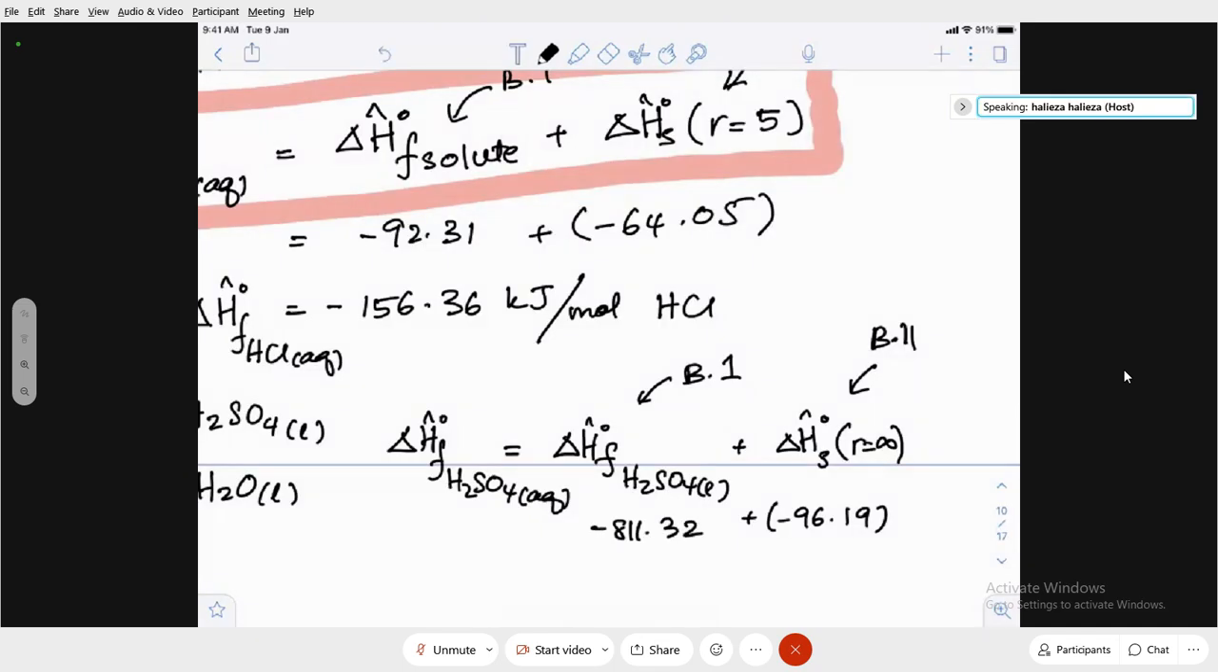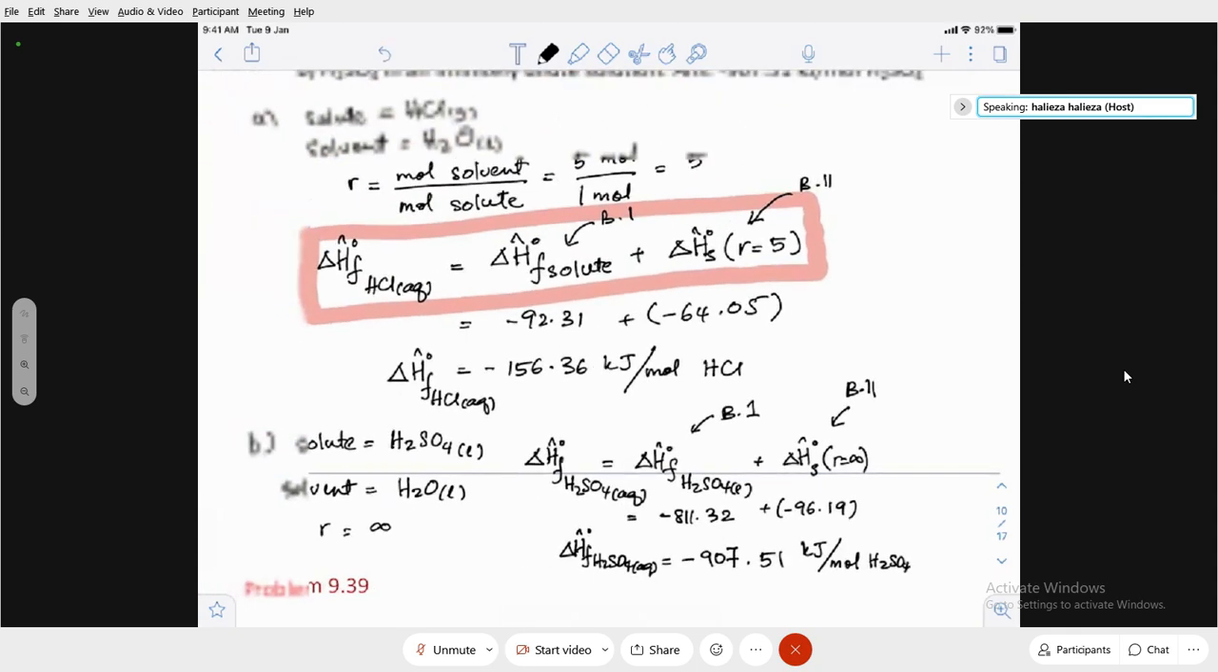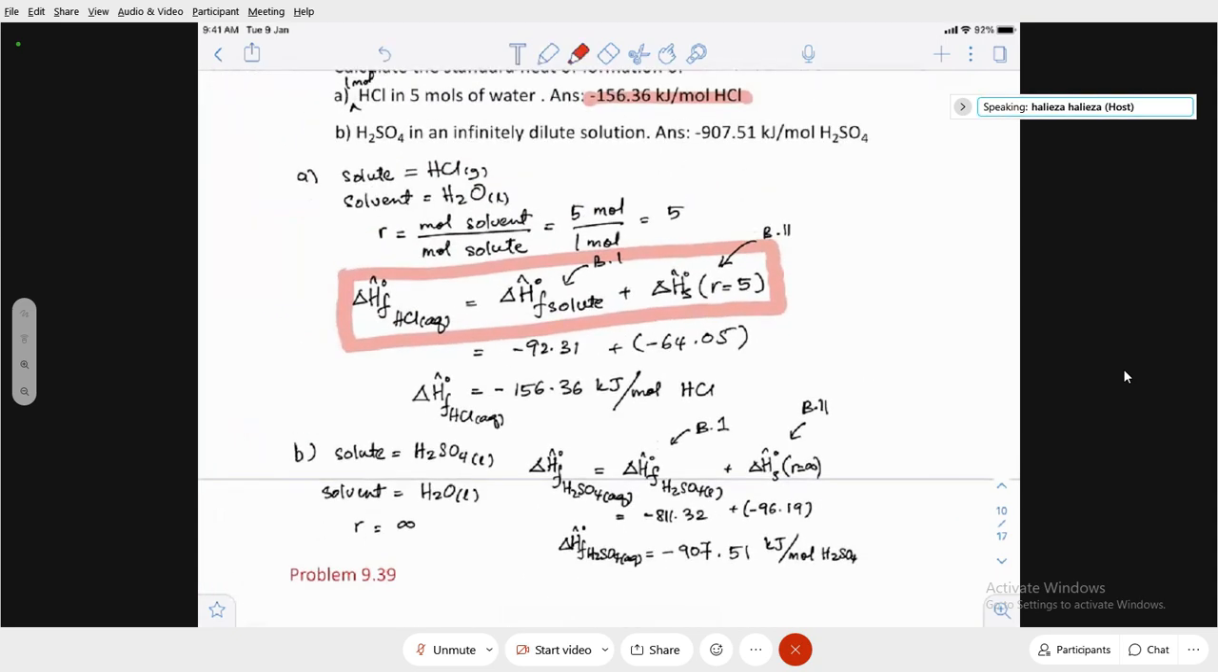So you end up with your heat of formation for your sulfuric acid aqueous solution at infinite dilution being the sum of these two values. So we do the calculation. That is going to be your final value for the heat of formation, kilojoules per mole of sulfuric acid, of your solute. So let's have a look at the solution, the answer. Okay, it's the same as what we have.